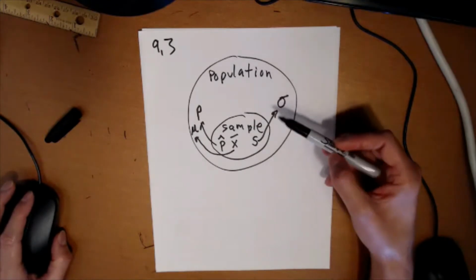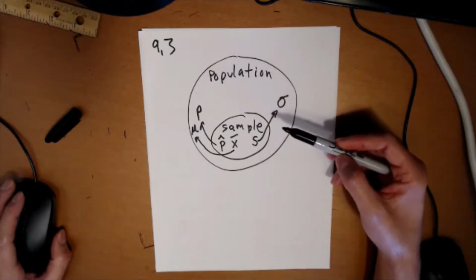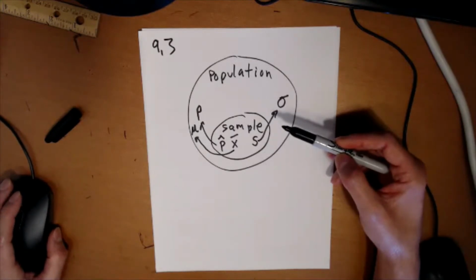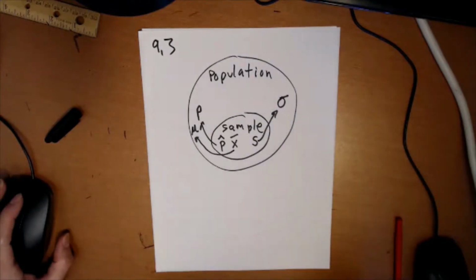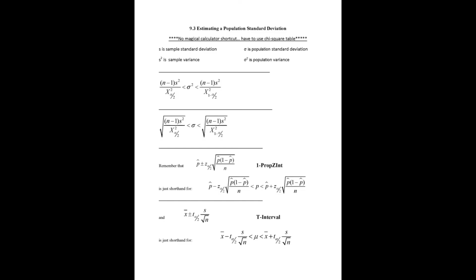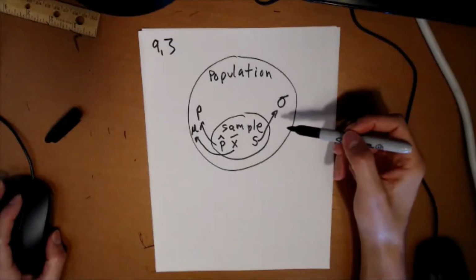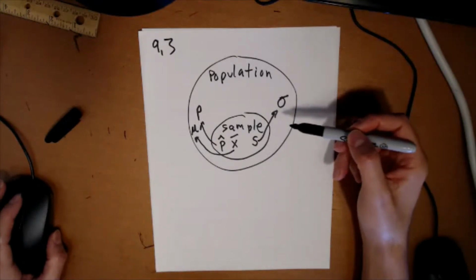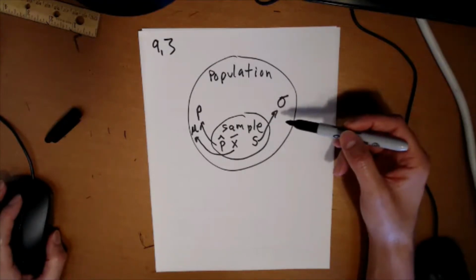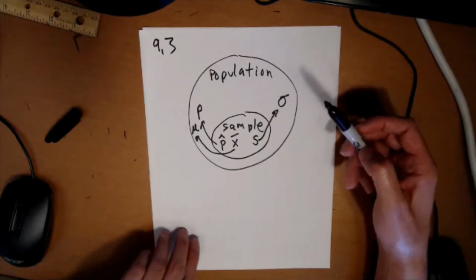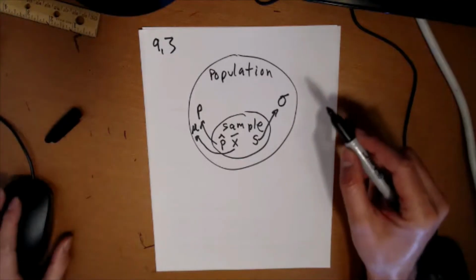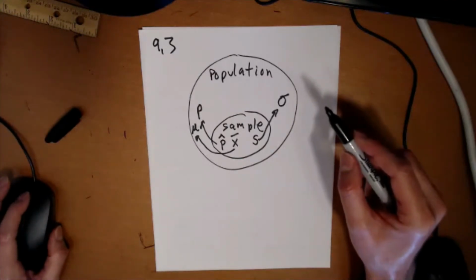So you'll see next to 1 prop Z int and T interval, I just wrote the formulas. You'll see that the 1 prop Z int is p hat plus or minus z alpha over 2 times the square root of p hat times 1 minus p hat all over n. See how it can be written as p is between p hat minus that margin of error and p hat plus that margin of error, where margin of error is just z alpha over 2 times the big square root of p hat times 1 minus p hat all over n. Whew.